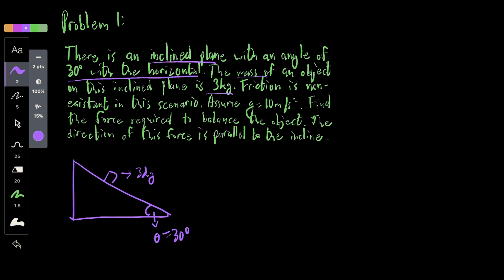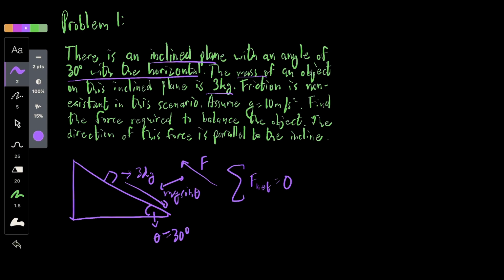And the last part is find the force required to balance the object where the direction of that force is parallel to the incline. So, as we saw earlier, the force mg sine theta is the force that is trying to pull this towards the ground and is making it slide down the plane. Now we want a force that is equal in magnitude and opposite in direction to this mg sine theta, so it neither moves up or down. So that means the net force is equal to 0.